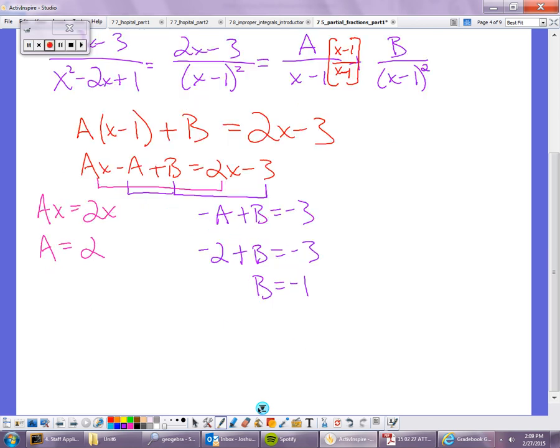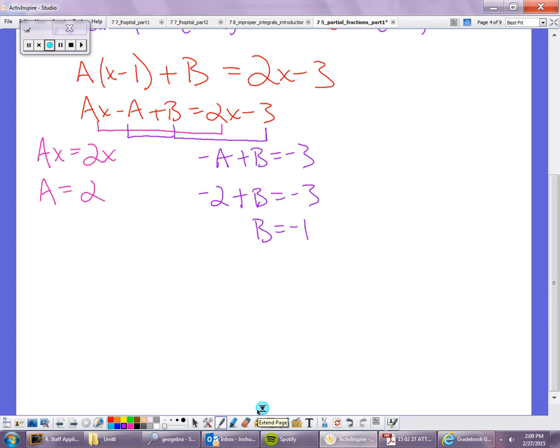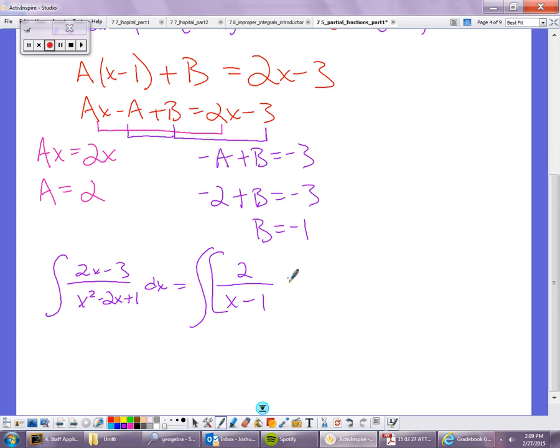Okay, well that strongly suggests that I can say that the integral of 2x minus 3 over x squared minus 2x plus 1 dx is equal to the integral of 2 over x minus 1, minus 1 over my second denominator, which was x minus 1 squared, dx.